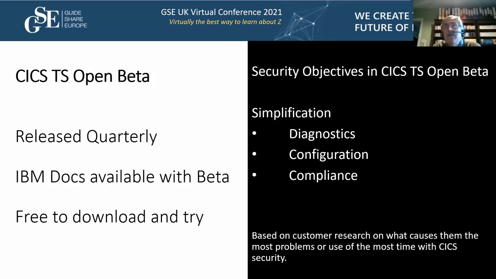Now, one of the principles of this open beta, we've got security objectives in a number of areas. We did quite a lot of customer research with various customers at the beginning of the release. And what we were looking for is what was taking the most time and causing the most problems in CICS security. And as a result of this feedback, we came up with a plan looking to do simplification in 3 primary areas: simplification of diagnostics, simplification of configuration, and simplification of helping customers with compliance.